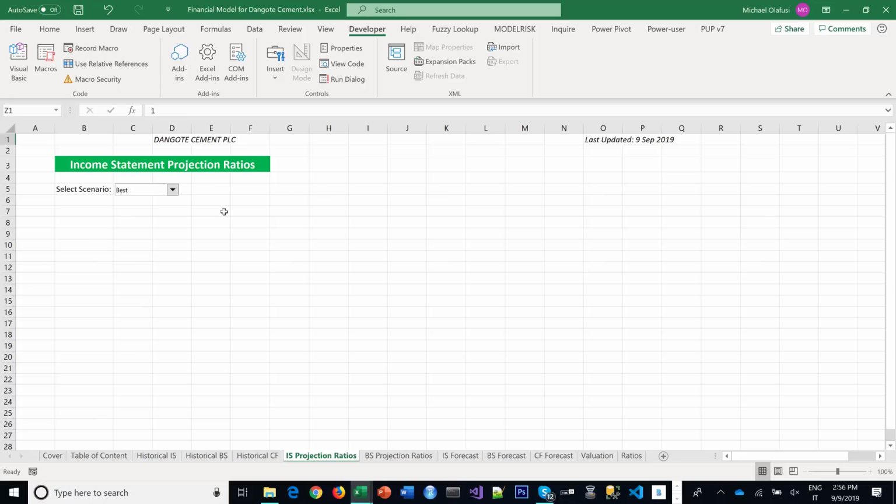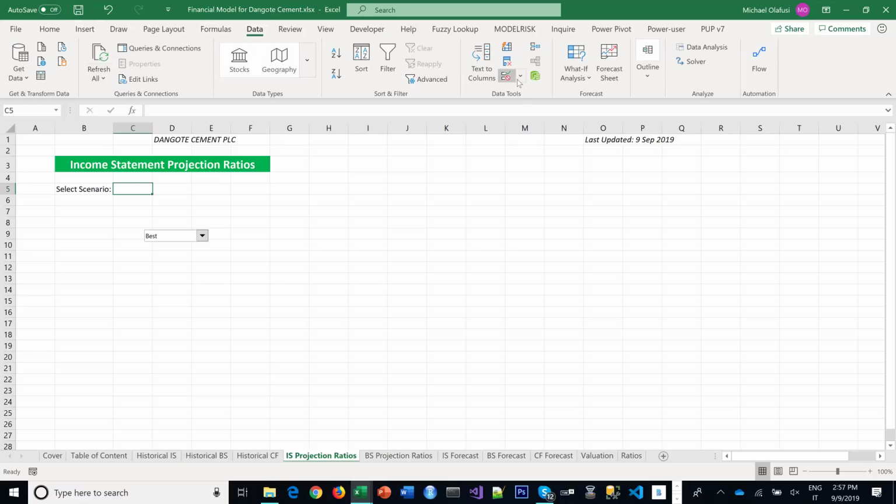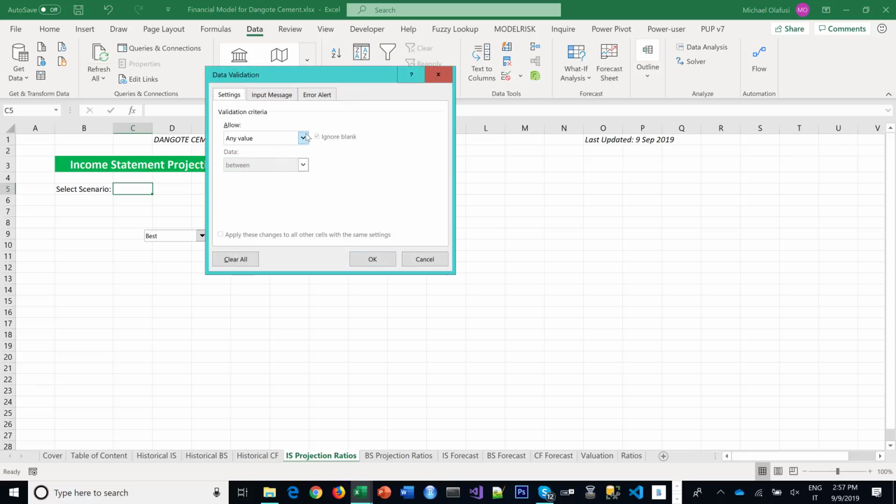But then there's the other option where I do data validation, which is I click inside here, I go to data, I go to data validation, I pick list, and then I can type the options.